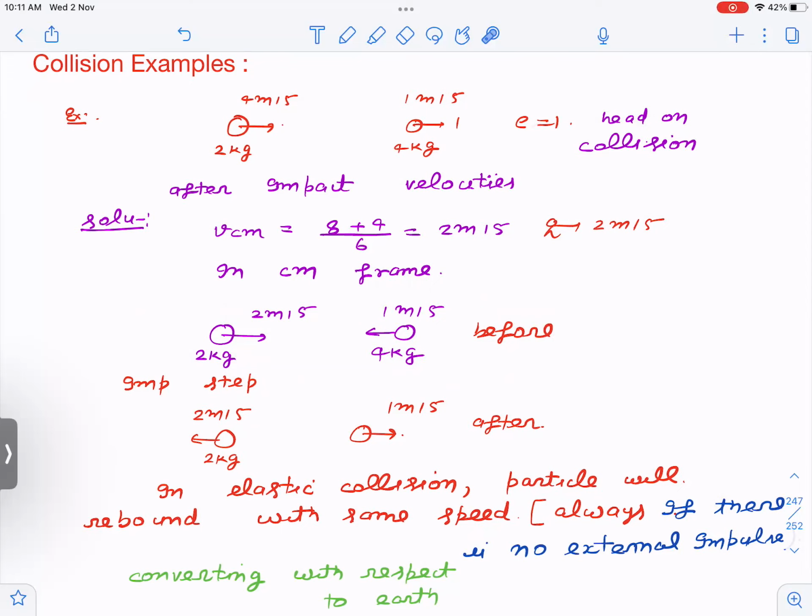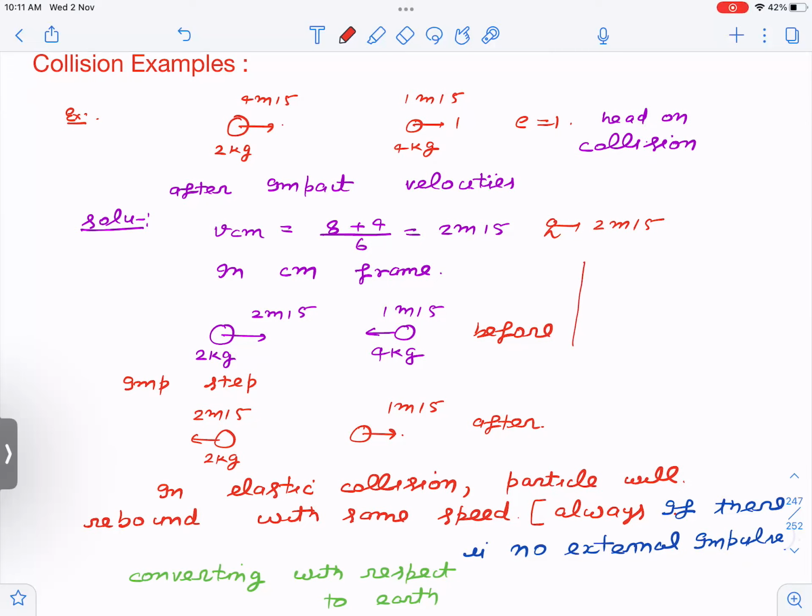If e equals 1 and it is a head-on collision, then if it is coming with 2, it will always return with 2. If it is coming with 1, it will always return with 1. No matter what is happening, if it is head-on and there is no external impulse, so momentum is conserved, then if the collision is elastic, if it is coming with 2, it will always return with 2. Very simple logic. See, I'm writing the logic here. Just in one line you will understand.